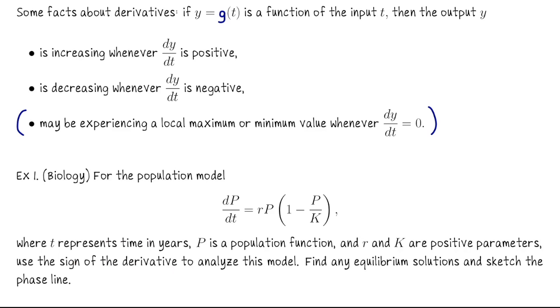Okay, so what we're going to do on the next slide is use the sign of the derivative to just give a nice overview of how this population behaves. So just by looking at the sign of dp/dt, we can say a lot about what we would think the population would do over time. As we do that, we'll identify what we want to call equilibrium solutions and put together the phase line.